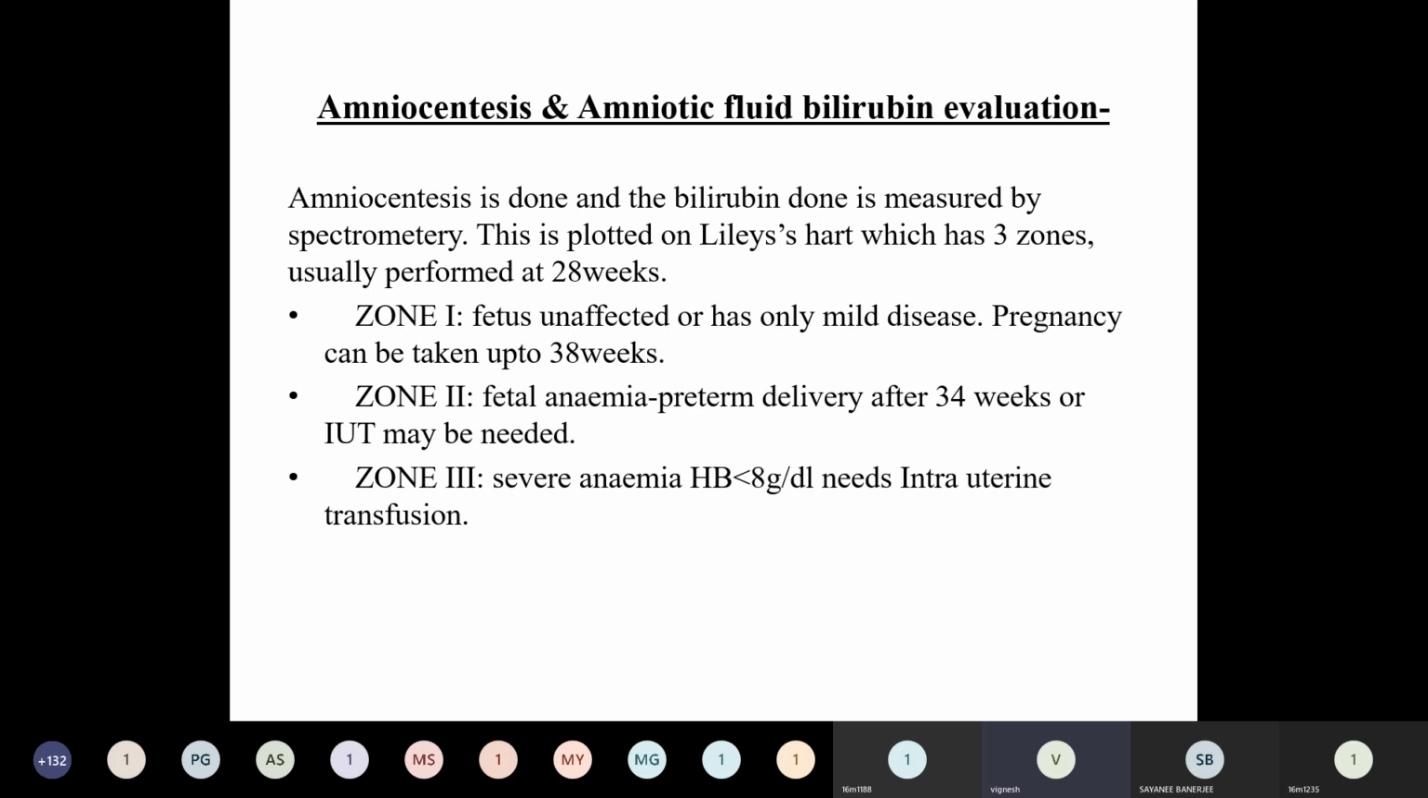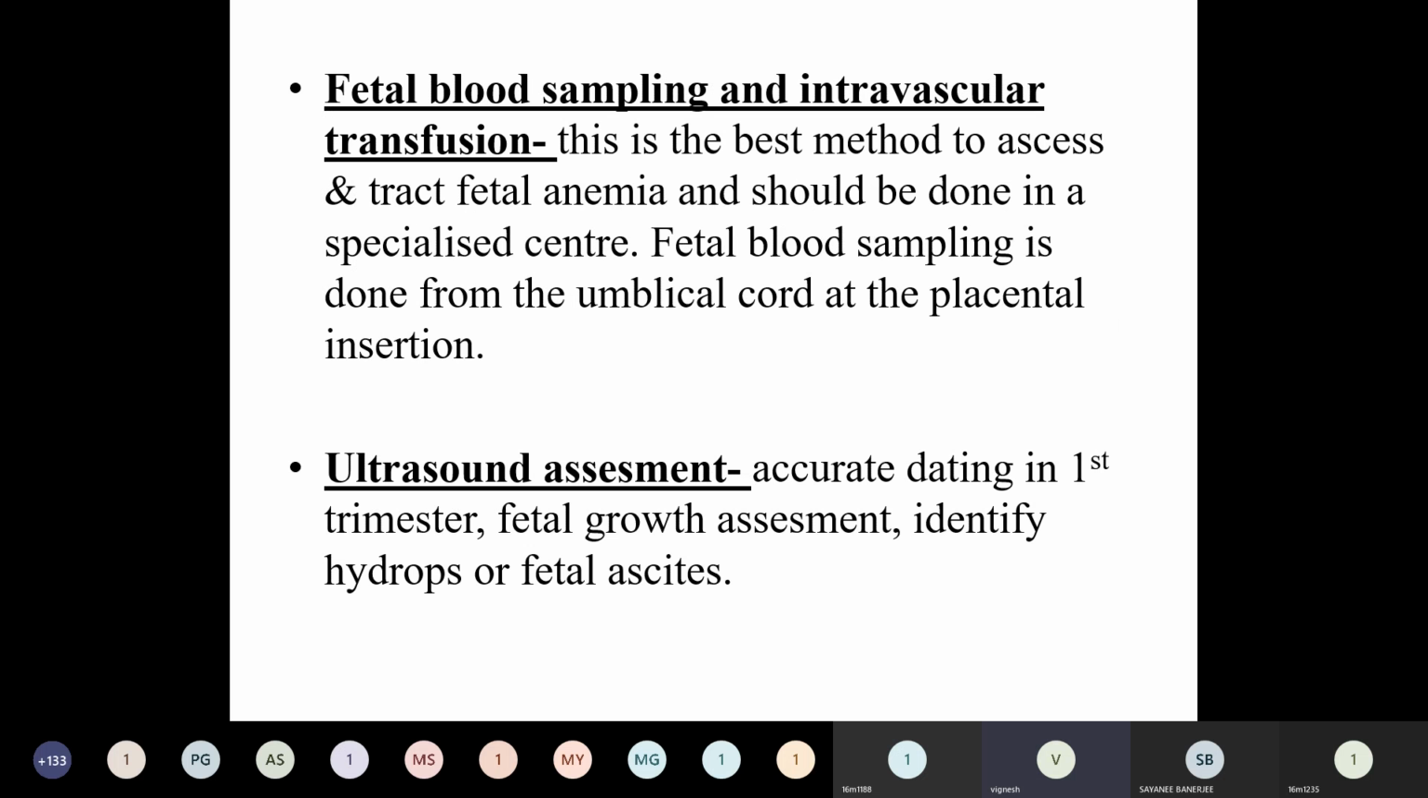If it falls in zone 2, that means there is fetal anemia, so you have to plan a preterm delivery after 34 weeks, or you plan an intrauterine transfusion. Zone 3 indicates severe anemia, the hemoglobin is less than 8 grams, and it definitely needs an intrauterine transfusion. So if the ICT is positive, more than 1 in 16, then amniocentesis is indicated and the bilirubin is plotted in a chart known as the Liley curve, and depending on which zone it falls, you decide the management.